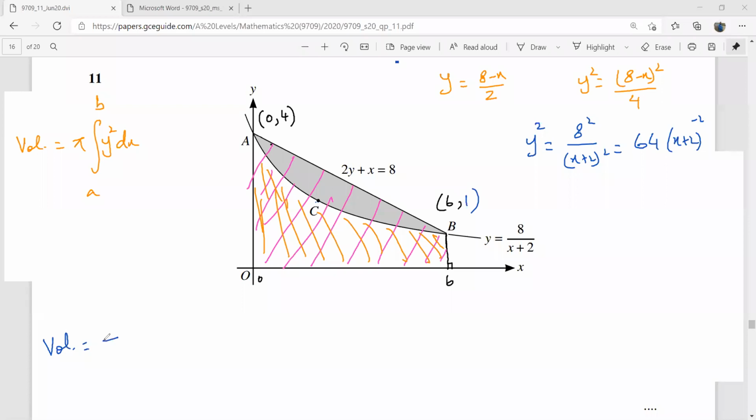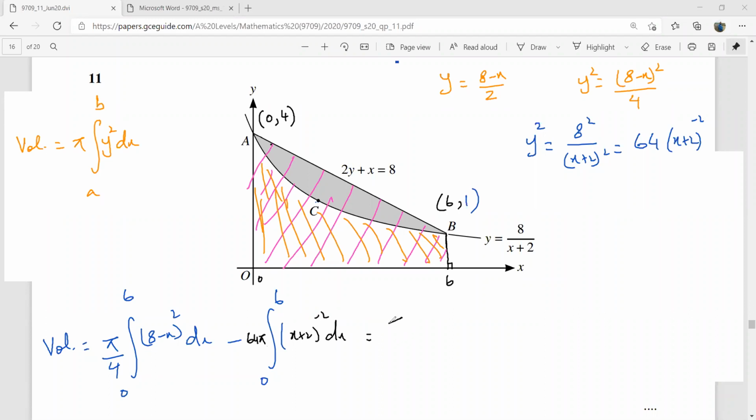This is going to be pi, limit from 0 to 6, and you have 8 minus x whole square over 4. I'm writing this 4 here. Minus limit from 0 to 6, and you have 64 into, and there is pi has to be there. So this is 64 pi, and this is x plus 2 raised to power minus 2 dx.